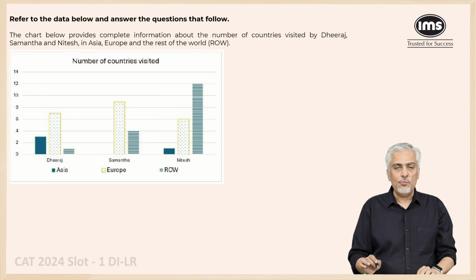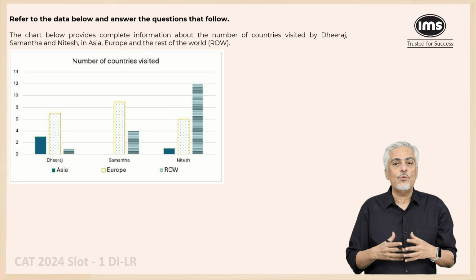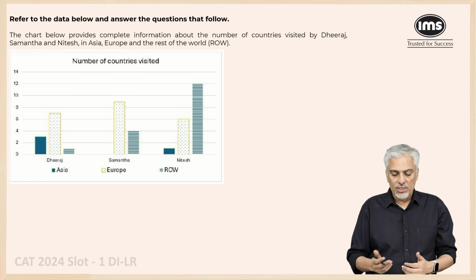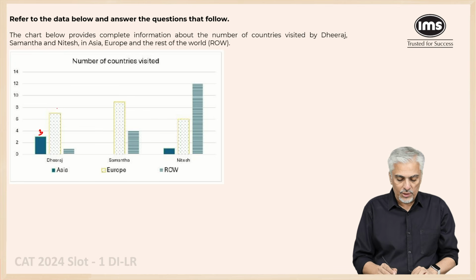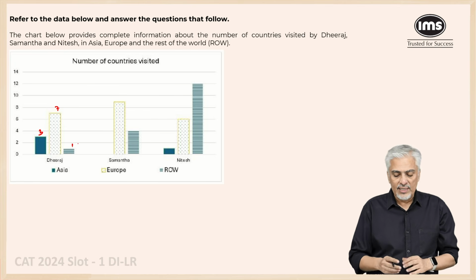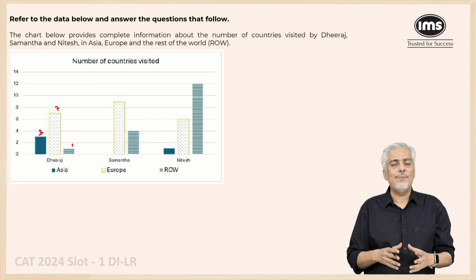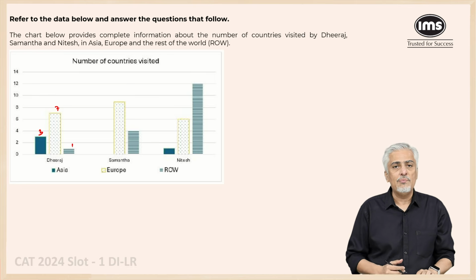So right now from this chart, I don't really understand what they are asking, because most of the information is given. So for example, for Dheeraj, this value is 3 and this value is 7 and then this value is 1. So for everybody, those values are given. So obviously that becomes a very direct set. So maybe there is something else to it.